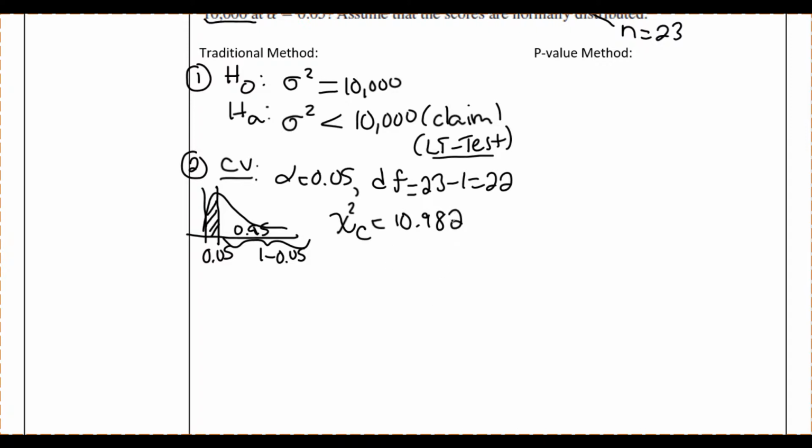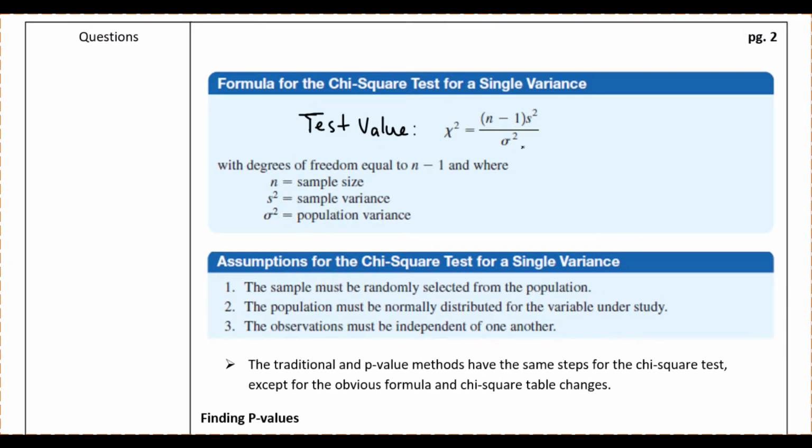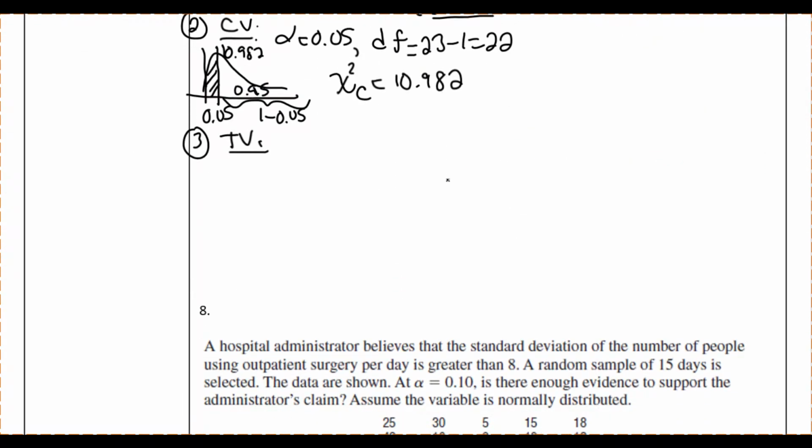All right, so now we've got the critical value for the left-tailed test, so that's over here, 10.982. Now we need to find the test value. To find the test value, we use the formula that was given earlier in blue in this area. The test value is n minus 1 times s squared over sigma squared. This will be our chi-squared test value.